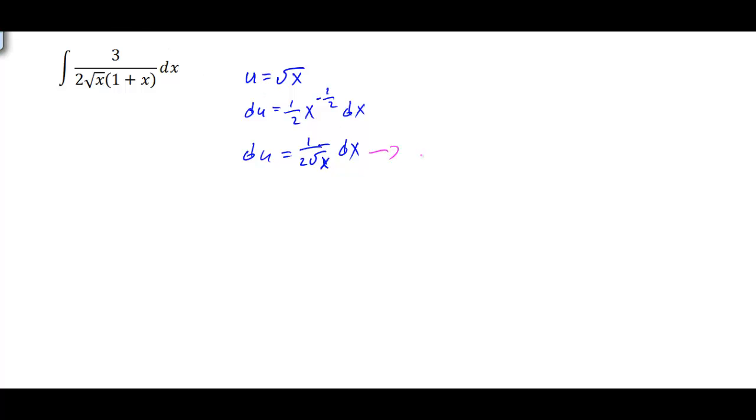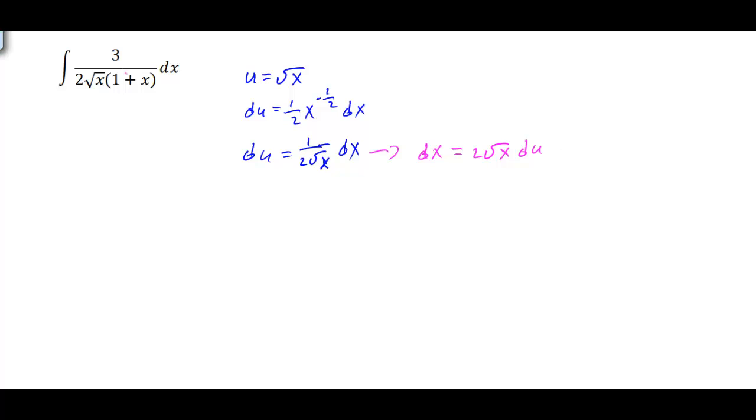If I solve this for dx, then I'm going to move everything else to the other side. So if I'm going to get rid of 2 square root of x, I've got to multiply that over here. So that means we would have 2 square root of x multiplied by du.